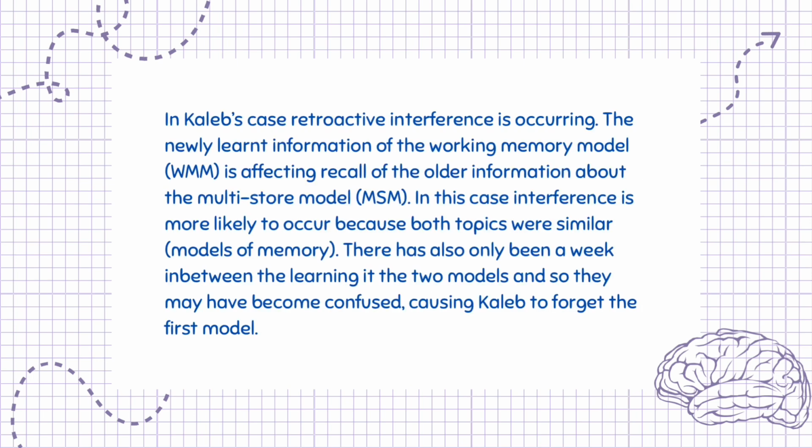In Caleb's case, retroactive interference is occurring. The newly learnt information of the working memory model, WMM, is affecting recall of the older information about the multistore model, MSM. In this case, interference is more likely to occur because both topics were similar, models of memory. There has also only been a week in between learning the two models, and so they may have become confused, causing Caleb to forget the first model.